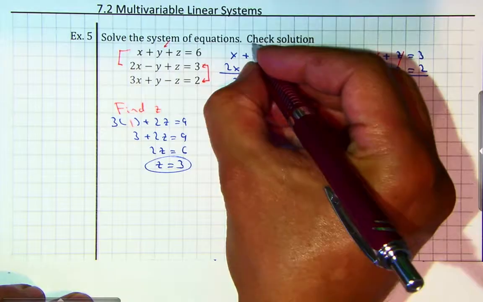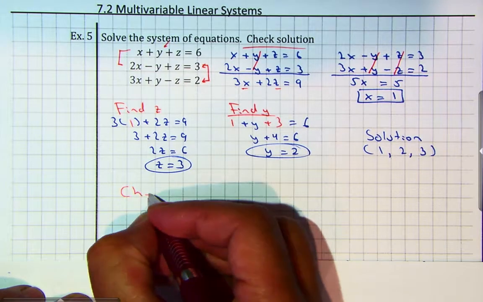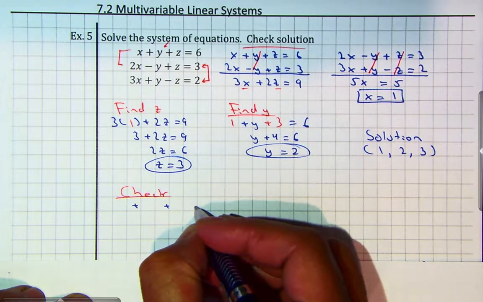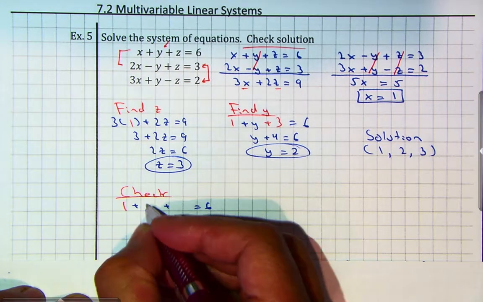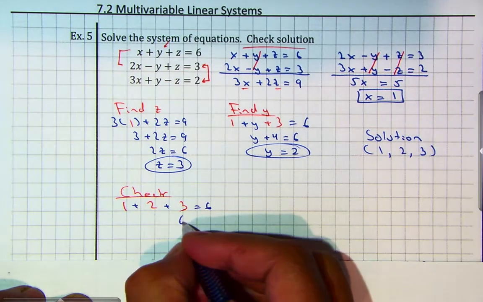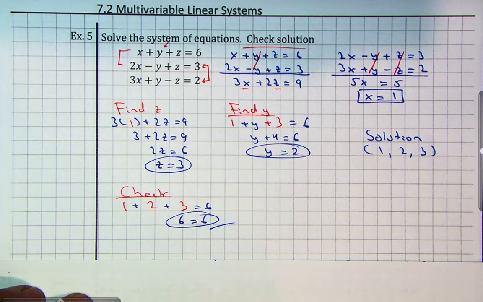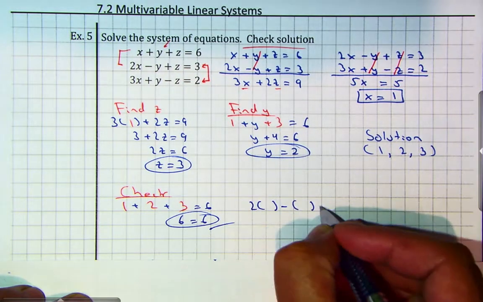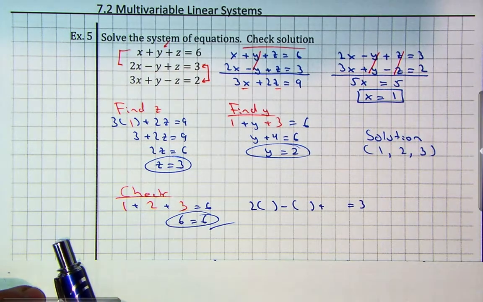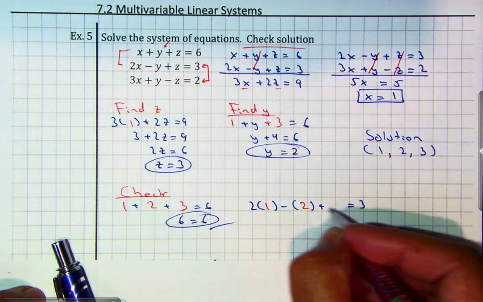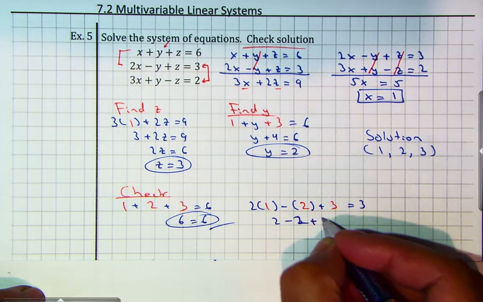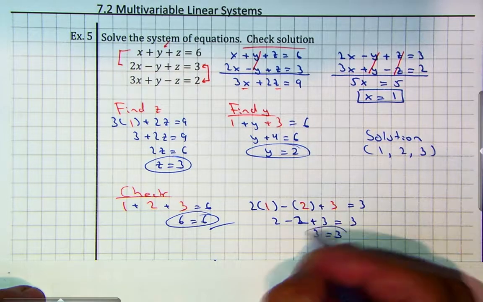And now I need to check my solution algebraically. So let's go and check it. Checking is a very quick process. So therefore, it'll be x plus y plus z is equal to 6, where x is 1, y is 2, z is 3. I get 6 equal to 6, which is correct. Now let's check the second equation, which is 2x minus y plus z equal to 3. X is 1, y is 2, and z is 3. That gives me 2 minus 2 plus 3, which gives me 3 equal to 3, and that checks.